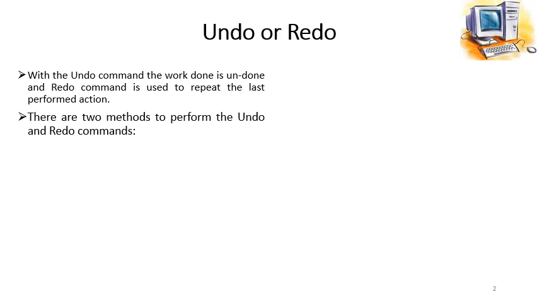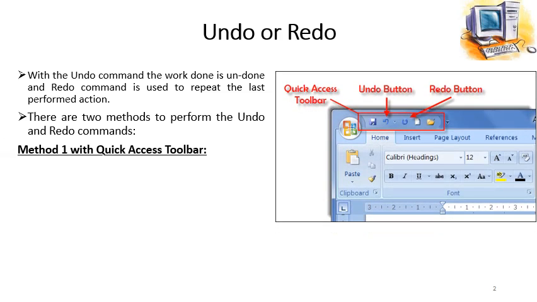There are two methods to perform the undo and redo commands. Both the functions can be done in two ways. Method 1 is with the quick access toolbar, which is shown in this diagram. Here we can see the quick access toolbar, which is situated at the top of the Microsoft Word window, or we can say it is situated at the title bar actually.